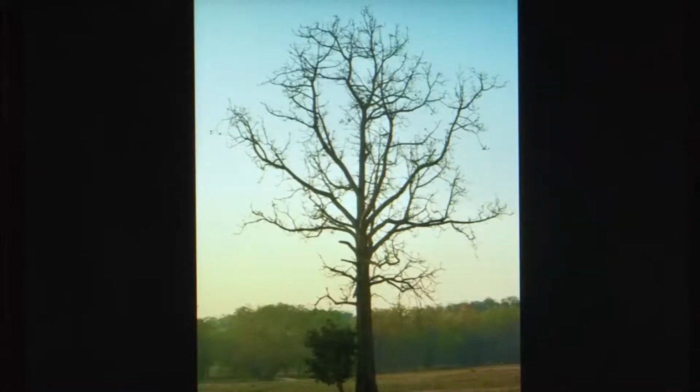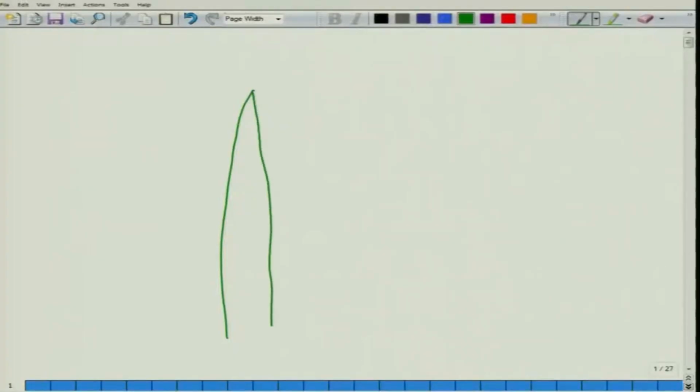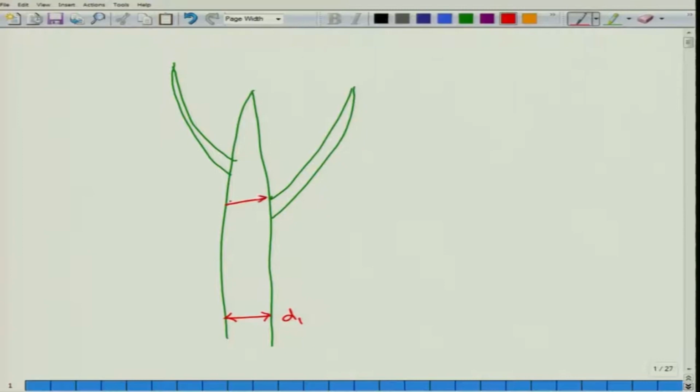So, what do we mean by taper? If you look at this particular tree, it would look something like this. Essentially, the diameter here, let us call it D1, is greater than the diameter here, D2, which is greater than the diameter here, D3. So, D1 is greater than D2 is greater than D3. This reduction in diameter as we move from bottom to up is called taper.